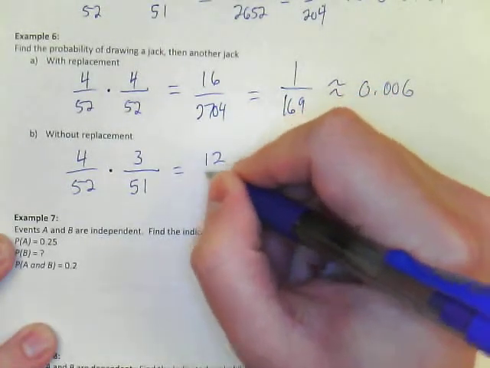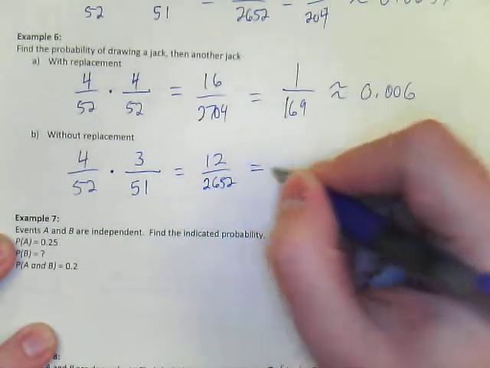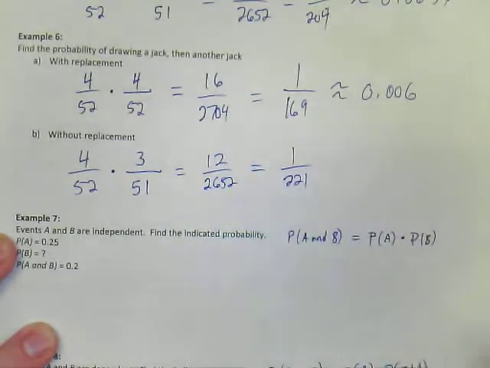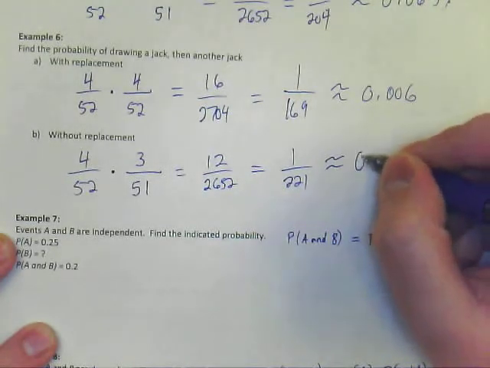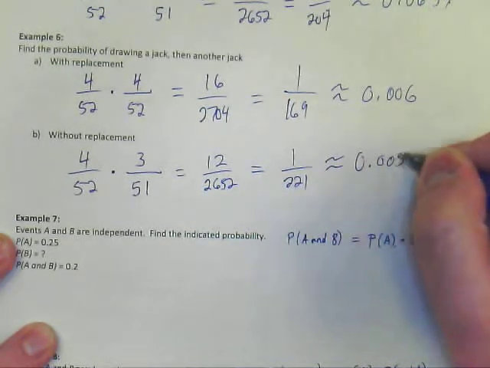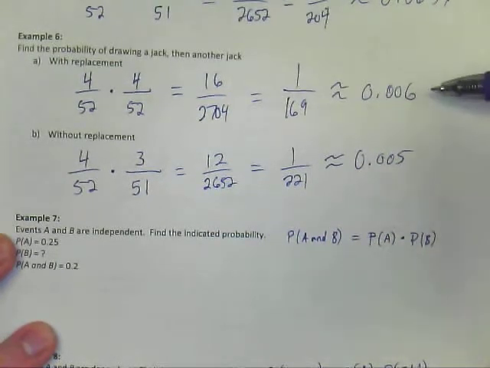So that's going to be 12 out of 2652, which reduces to 1 out of 221. And again, if we get a decimal answer, just so we can compare the size of these probabilities, about 0.005. So you can see then that it is more likely to do this with replacement than without replacement.